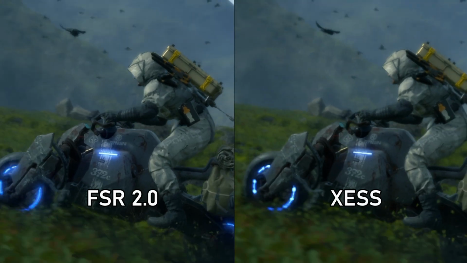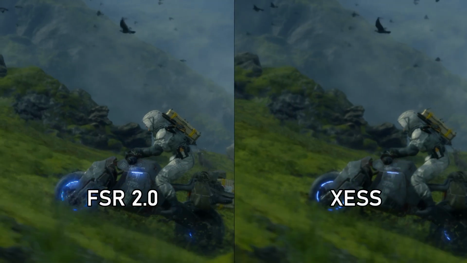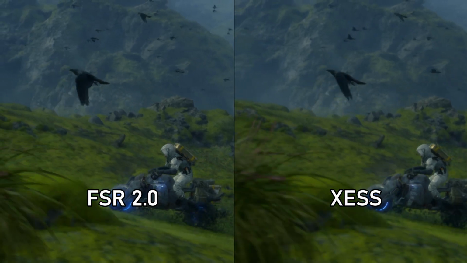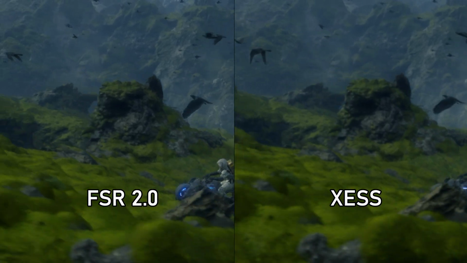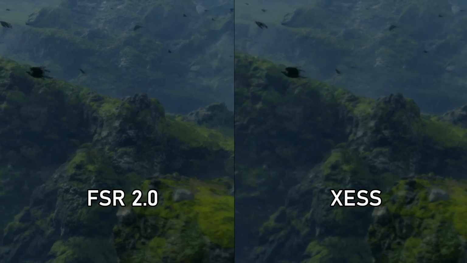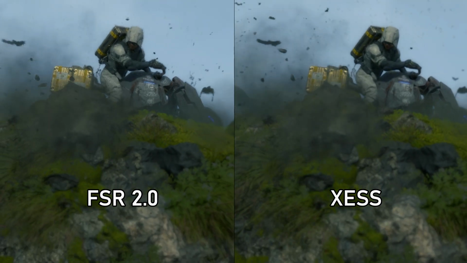That's about going to wrap it up though, guys. I will leave you with the opening of Death Stranding, slowed down to 50% for both FSR 2.0 and XeSS for a while though, just in case you wanted a more extended look at the image quality comparison between both of them running on the Steam Deck.